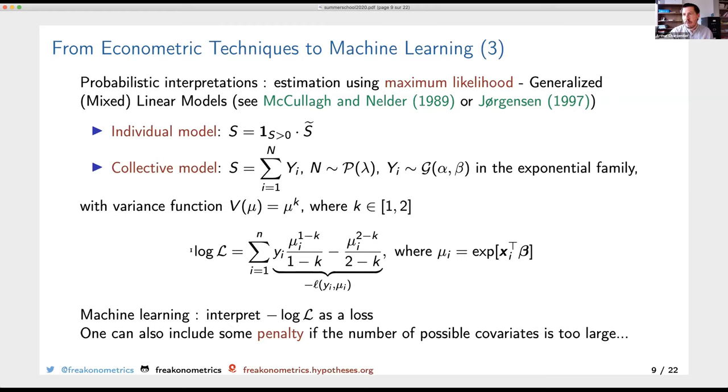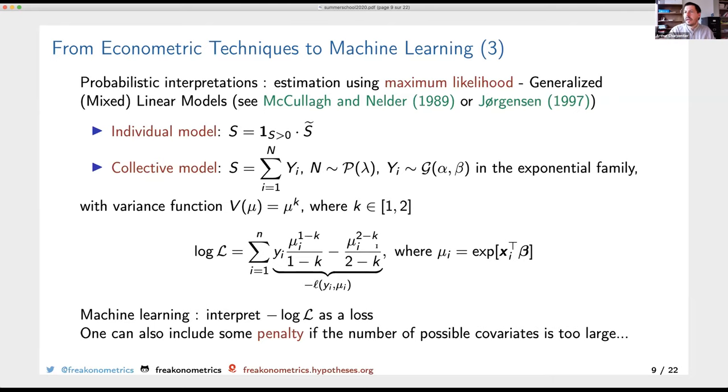And what people are doing now in machine learning is, because they don't really care about this likelihood, because most of the time there's no underlying probabilistic model, they just take this expression of the likelihood and say, oh, this is going to be my loss function. And the problem is just to minimize a loss. So this is what you can see in many models, like in random forest, you can use a Tweedie loss function coming from this Tweedie model, which is coming from this exponential distribution.